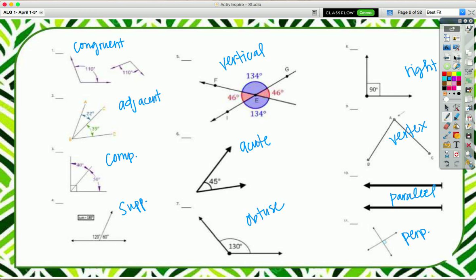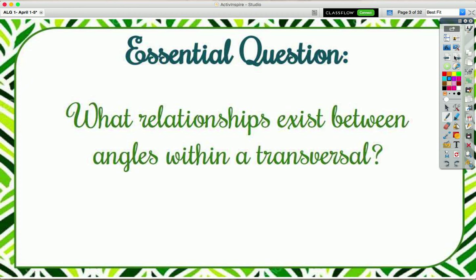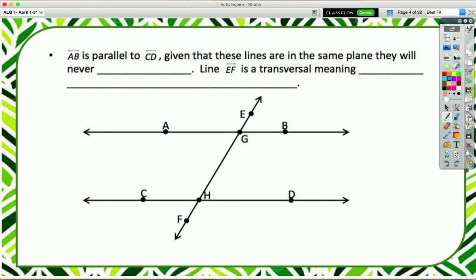All right, so at this time, everybody should have their notes, something to write with. We'll do our notes for a little while, and then we'll do some practice at the end. Our essential question for today is, what relationships exist between angles within a transversal? So first we need to understand what a transversal is.